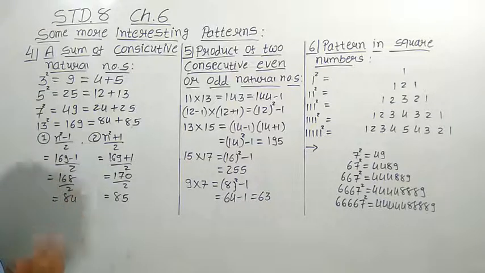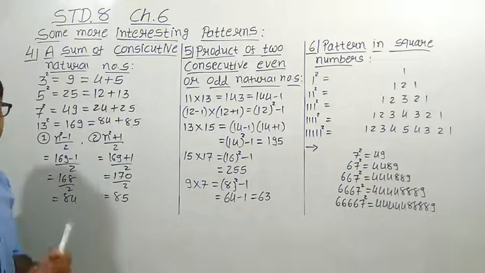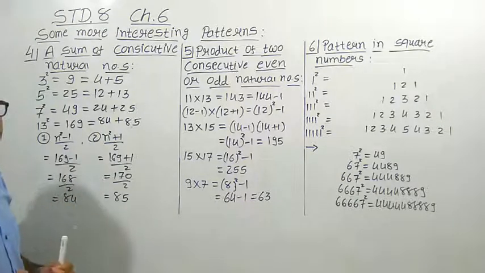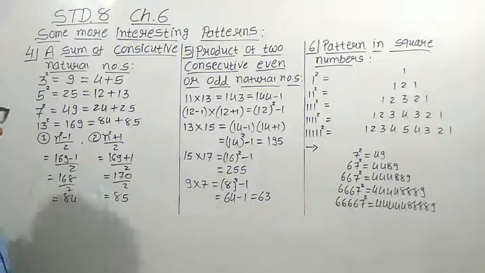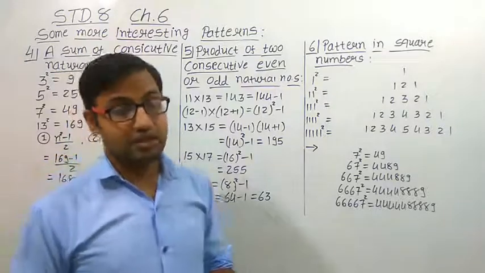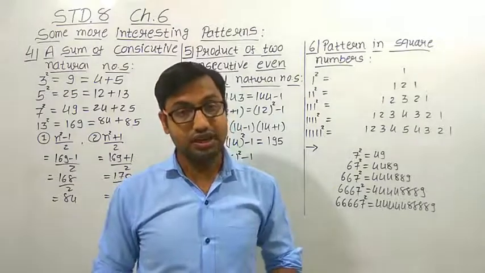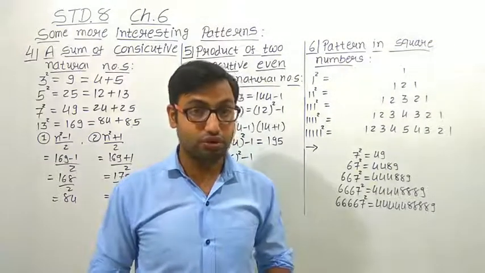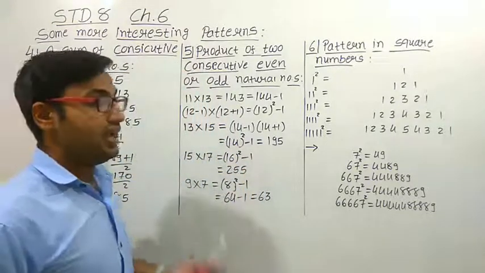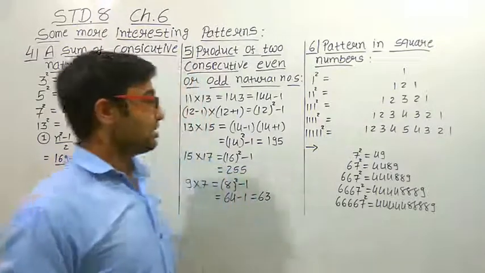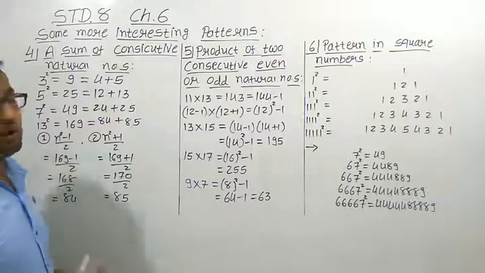And one thing you have to notice here is that we get this type of pattern for the squares of only odd numbers. We cannot get this type of pattern for any even numbers. You can think about it: if we take the square of 6, then 6 square is 36. Can we get 36 by adding any two consecutive numbers? No, we cannot. So this kind of pattern is only applicable when we are considering the squares of odd numbers.